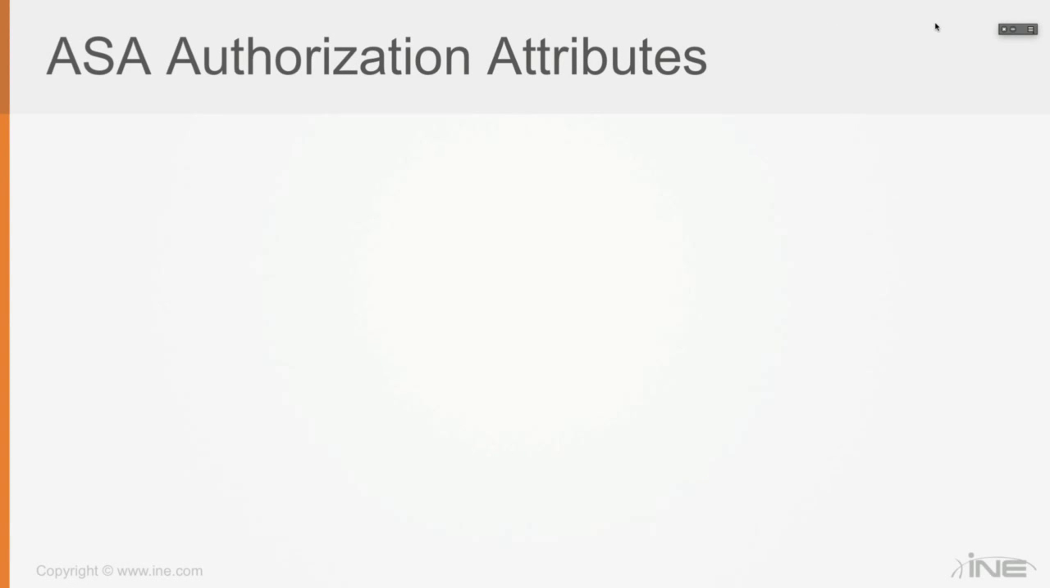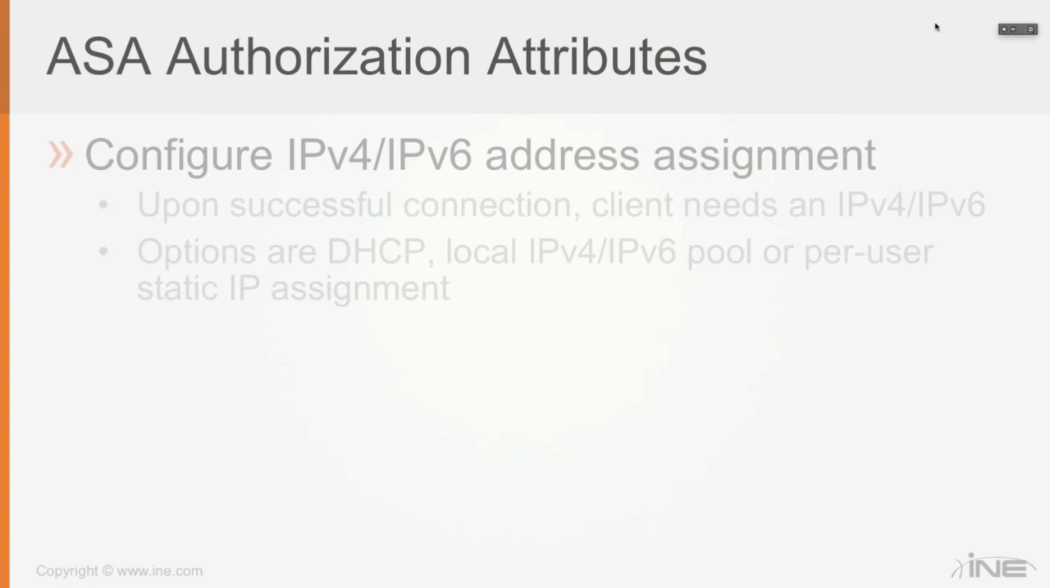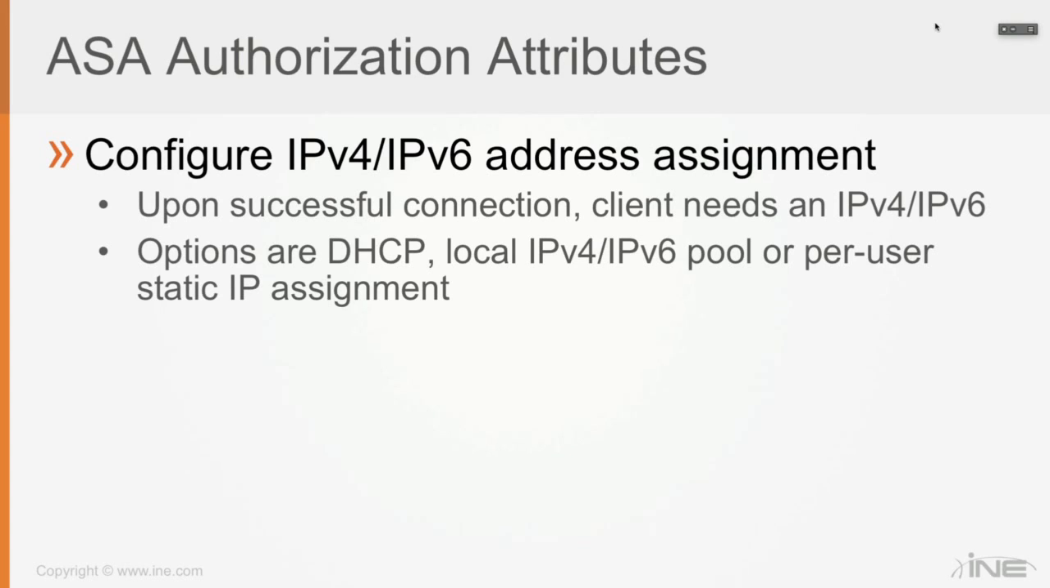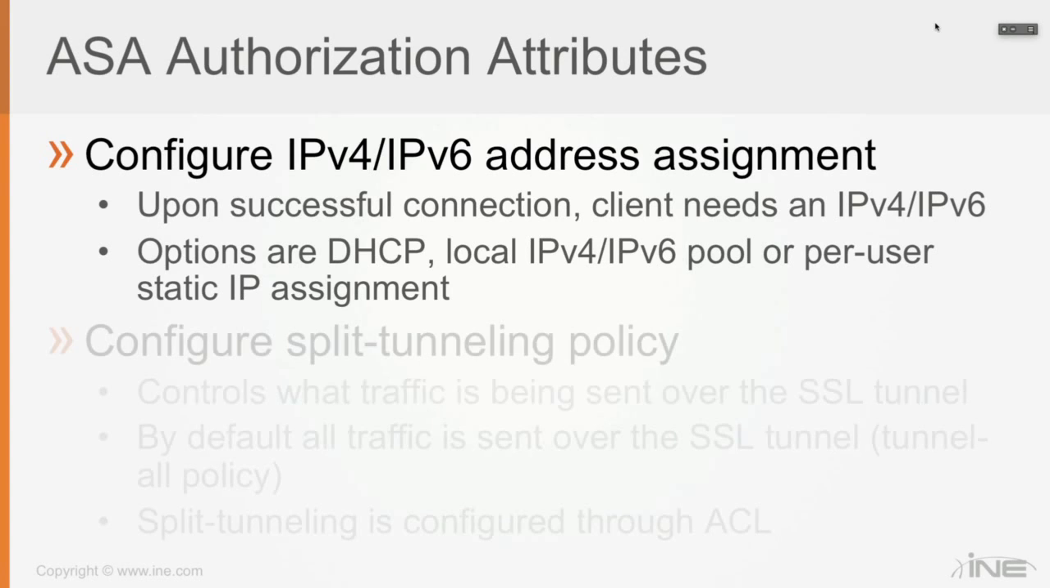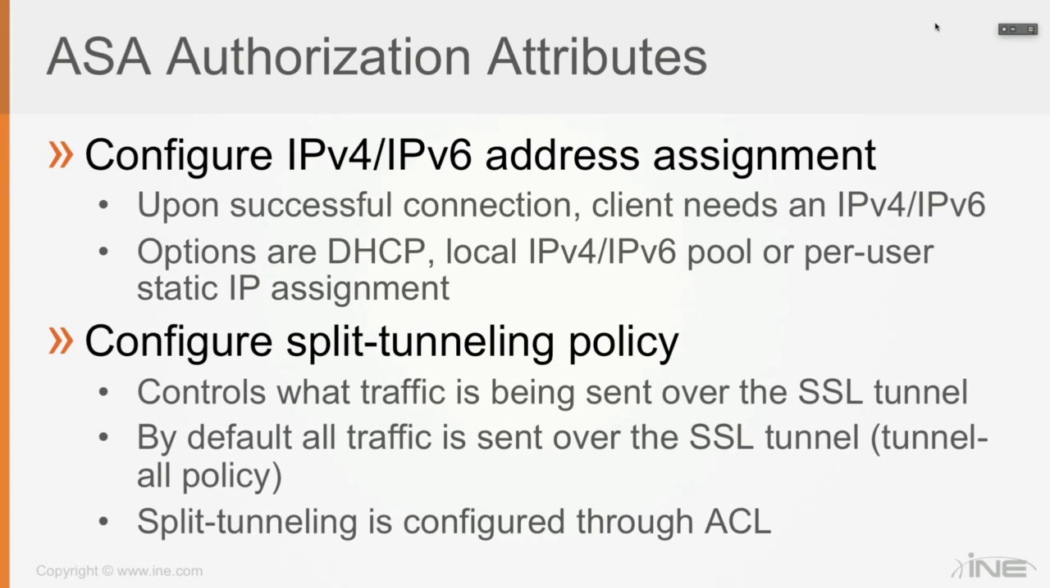Then authorization attributes, which means we have to configure the address assignment. The VPN gateway has to assign an address to the AnyConnect client. Options are via DHCP, locally on the ASA or remotely, or via a local IPv4 or IPv6 pool, or you can do per-user static IP assignment if you authenticate the AnyConnect clients using the local database of users of the ASA. And then a split tunneling policy.